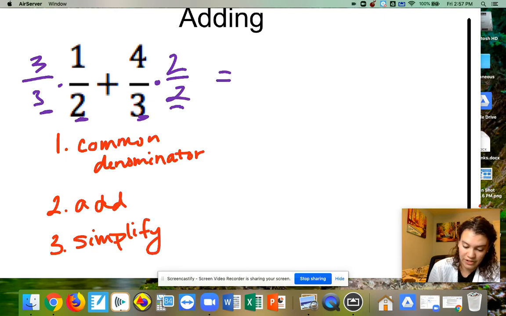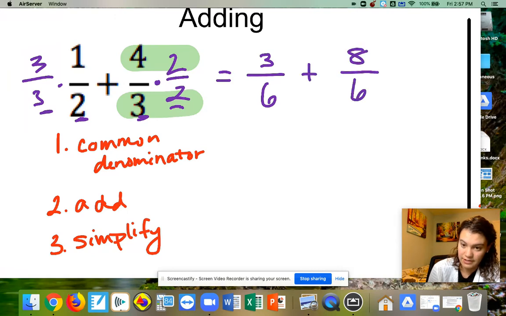When you're multiplying fractions, you multiply straight across and straight across. We'll talk about that in the next one. So you get 3 on the top of your first fraction and 6 on the bottom, and the next one is 8 on the top and 6 on the bottom. Now when you add them together, you're just doing 3 plus 8. So 3 plus 8 will give you 11 over 6.